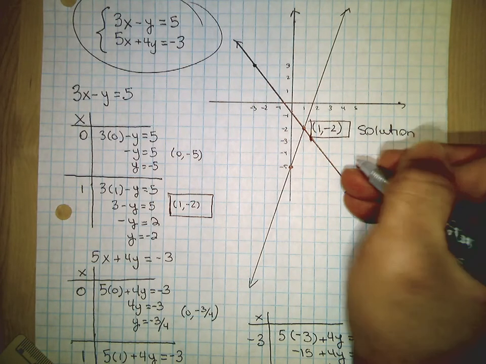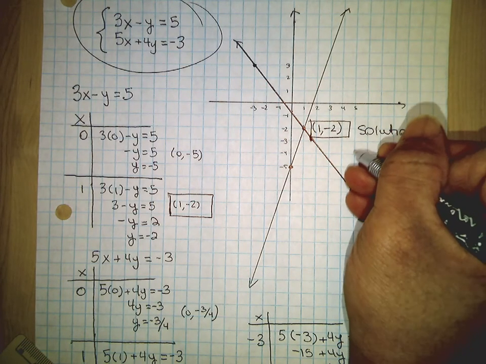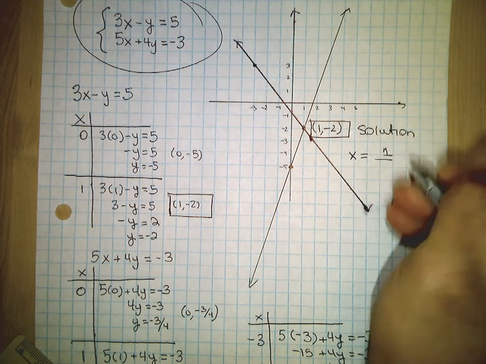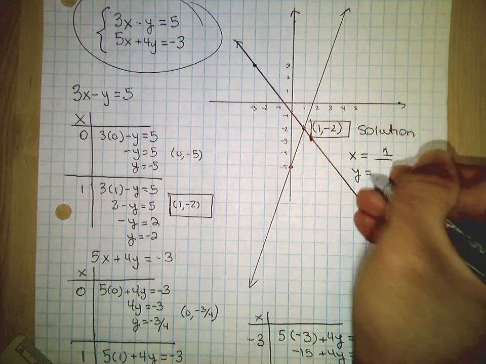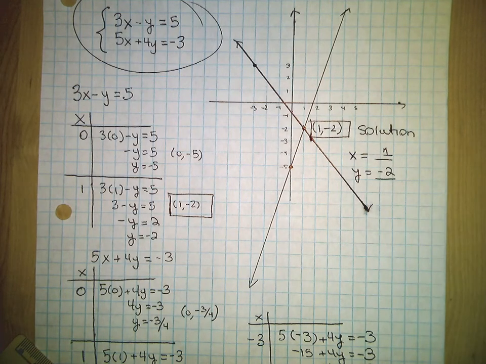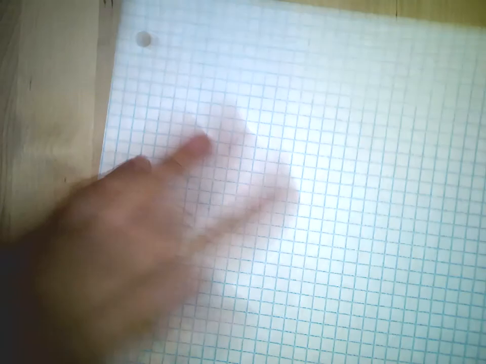Now, remember, if the question is asking for only x, then x would be equal to 1. And if the question is asking for y, then y would be equal to negative 2. All right, so let's do another example of one of these systems of equations.